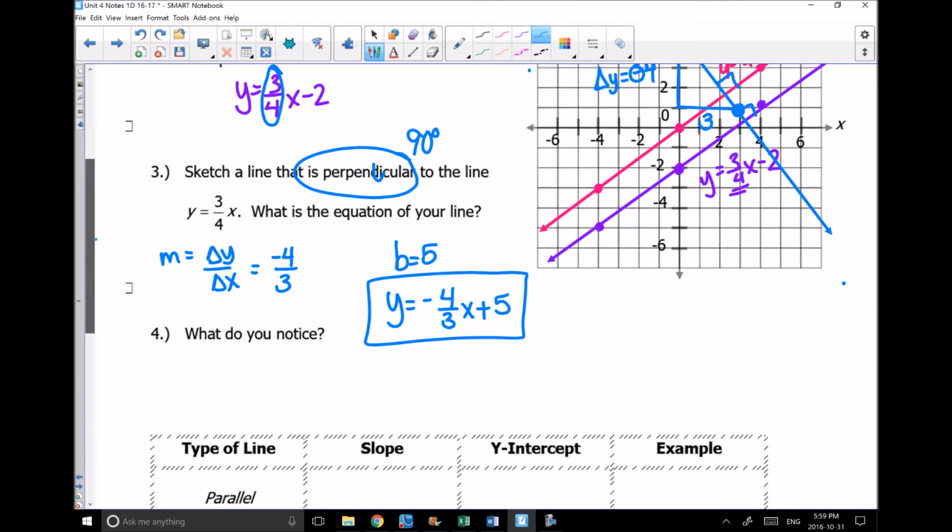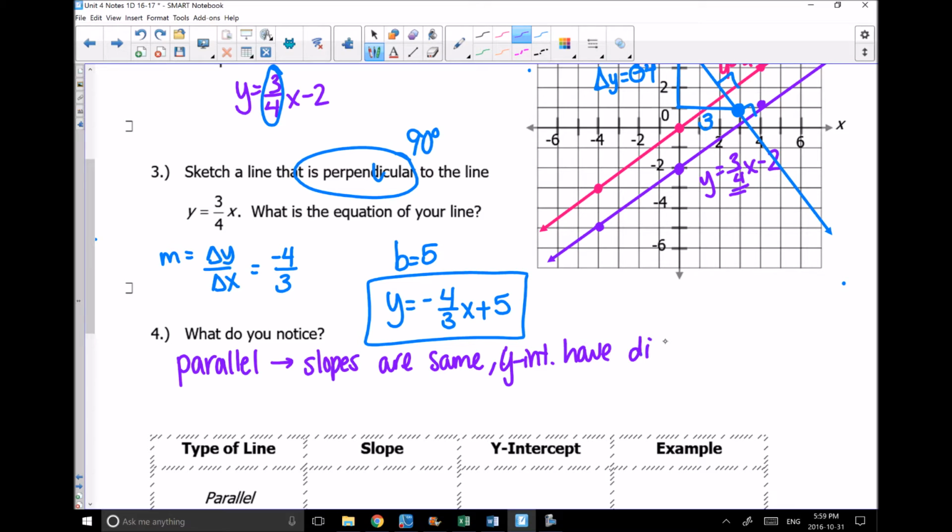Okay? So what do you notice? We're going to write down for parallel lines, their slopes are the same. Okay, but the y-intercepts have to be different because if they're the same, then it'll just be the same line, right? Now, if we have perpendicular lines, we notice that we have to flip our fractions. If it was originally 3/4, we flip it and we do the opposite sign. So that's called negative reciprocals.